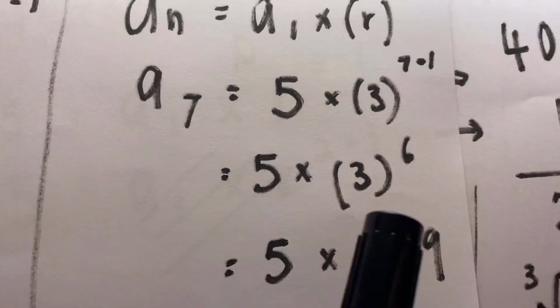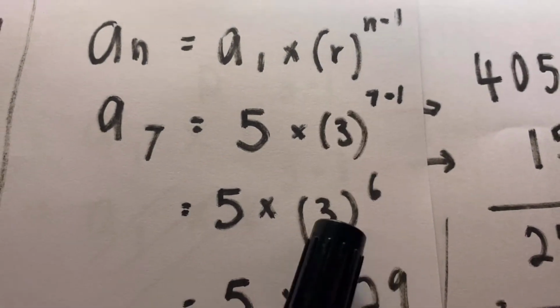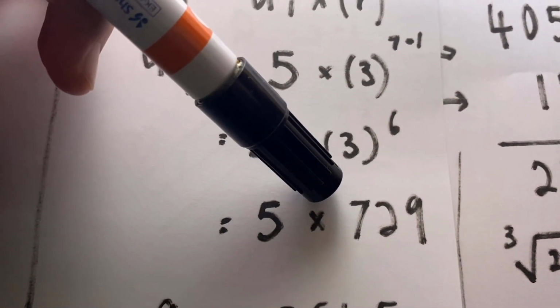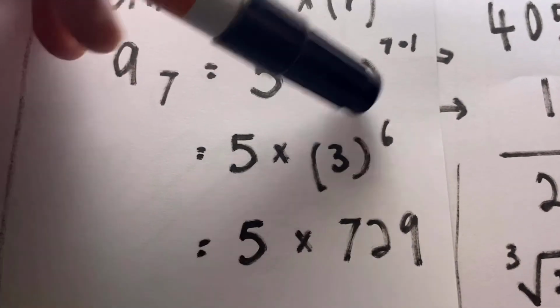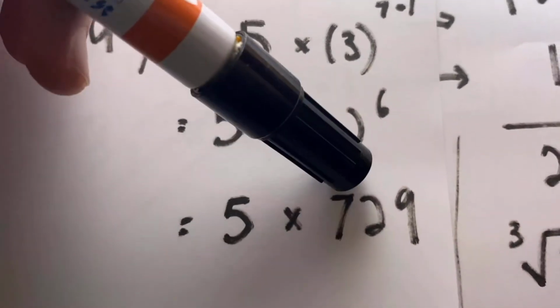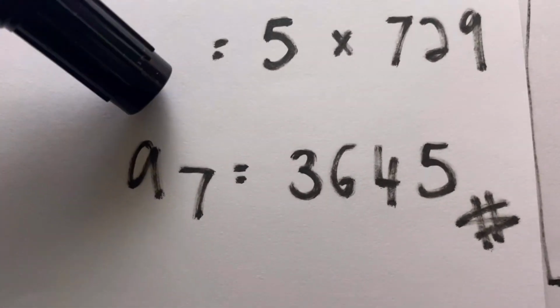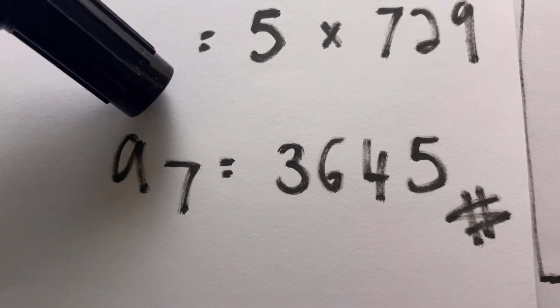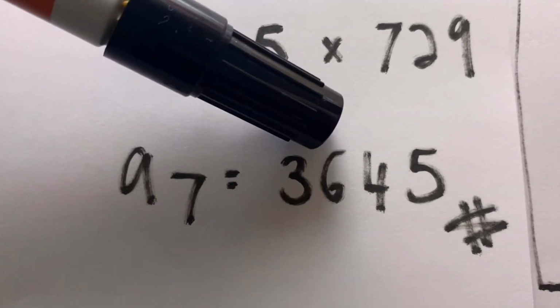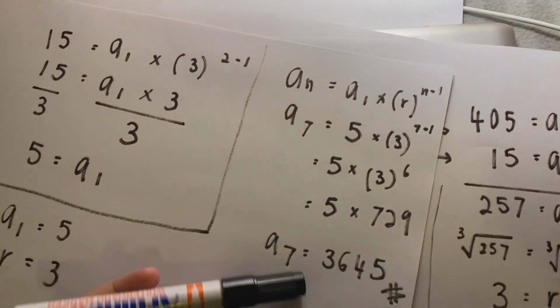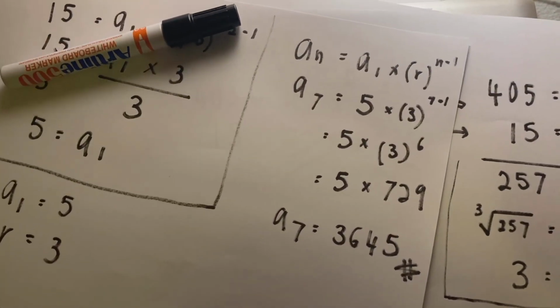So 7 minus 1 is equal to 6, obviously. And 3 to the power of 6 gives 729. And we get the final answer, which is a sub 7 equals 3645. Okay, so there it is, two problems for the geometric sequence.